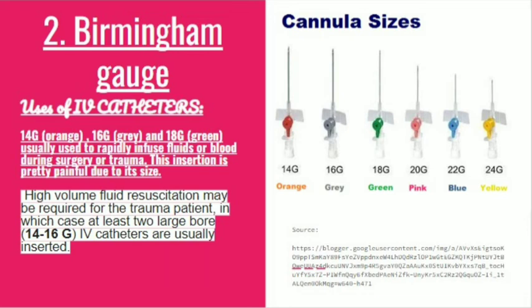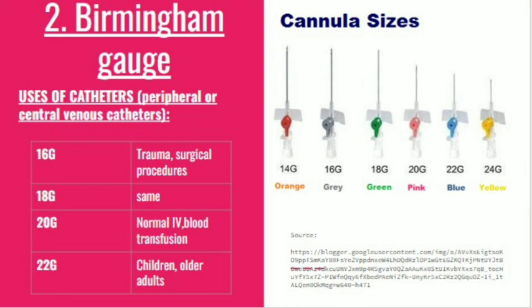So 14 gauge, 16 gauge and 18 gauge needles are usually used to rapidly infuse fluids or blood during surgery or trauma. This insertion is pretty painful due to its greater size of bore. High volume fluid resuscitation may be required for the trauma patient because they are in shock. They need blood rapidly. In which case, at least 2 large bore IV catheters are inserted, which are usually 14 gauge or 16 gauge. Some of the uses of the following catheters are discussed.